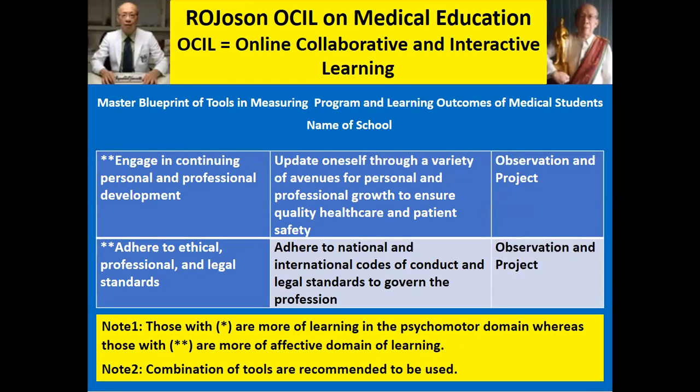So here are program outcomes with 2 asterisks. Okay, so these are more on the affective domain of learning. So, engage in continuing personal and professional development. The operational definition here would be to update oneself through a variety of avenues for personal and professional growth to ensure quality healthcare and safety. So the tools to be used here will be observation and project. And observation and project is also recommended for this particular program outcome: adhere to ethical, professional, and legal standards.